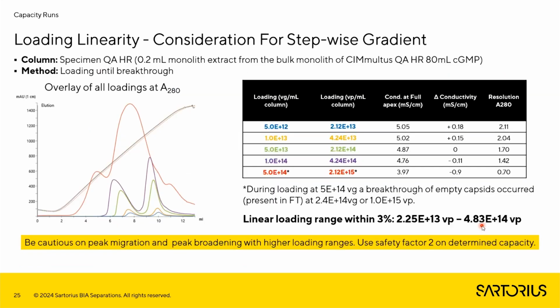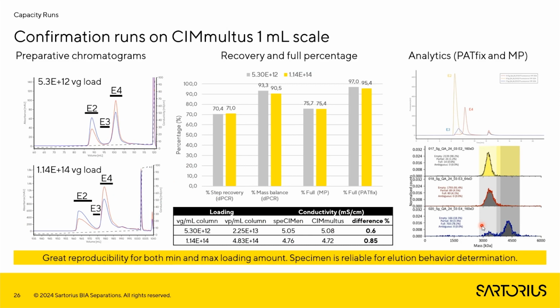And this was done on a specimen, but we always encourage you to also do the actual run on a larger scale, or maybe also do a confirmation run on a 1 ml scale. And we've done just that. So we loaded the lowest amount, which is 5e12 vector genome, or 2e13 vector particles, and the highest, where it's still linear, the 5e14 vector genome.